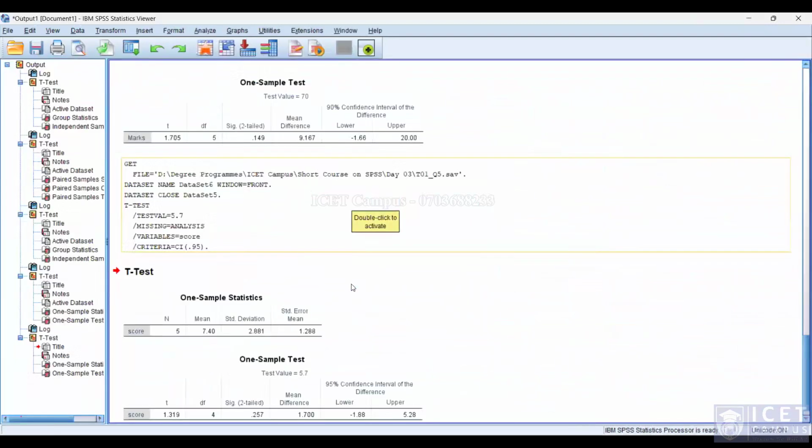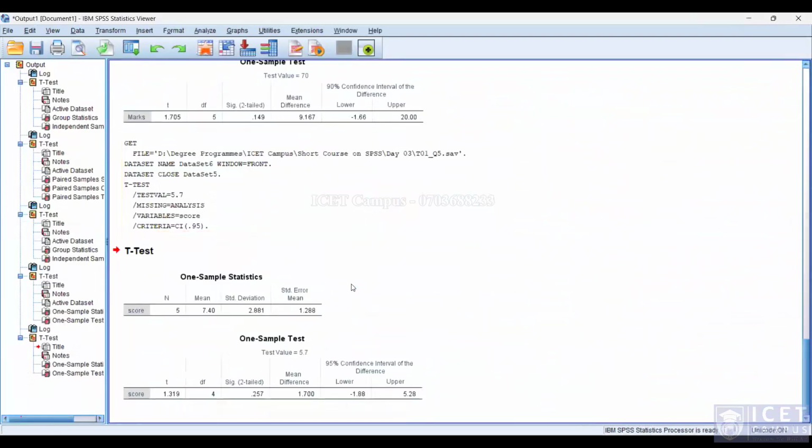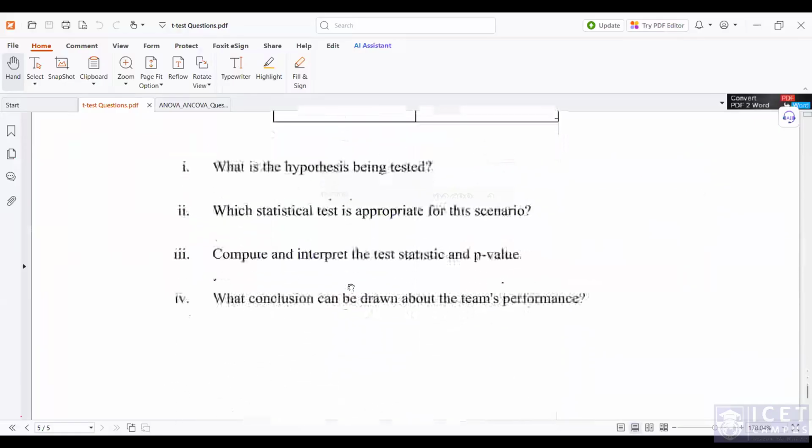Then we can take the outputs. The mean is 1.40 and the t-value is 1.319. Then we can check the significance value, which is 0.257.